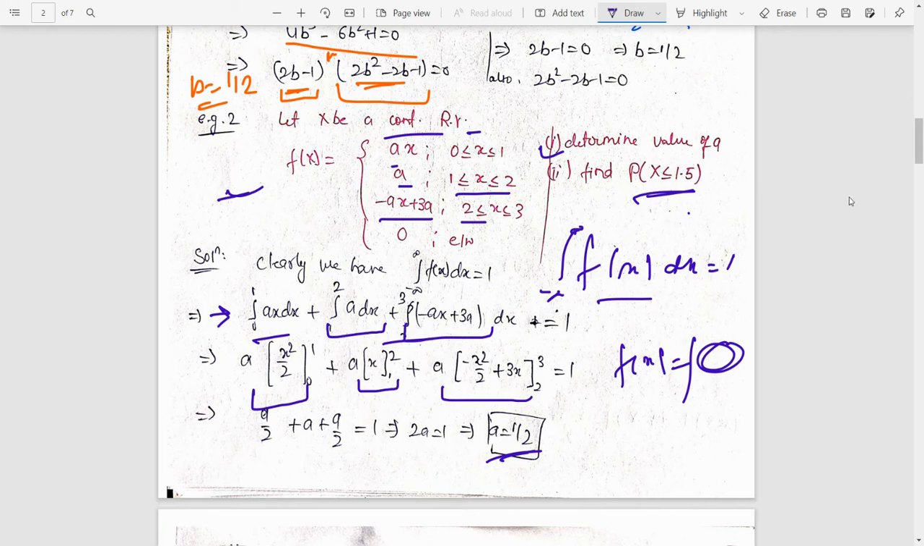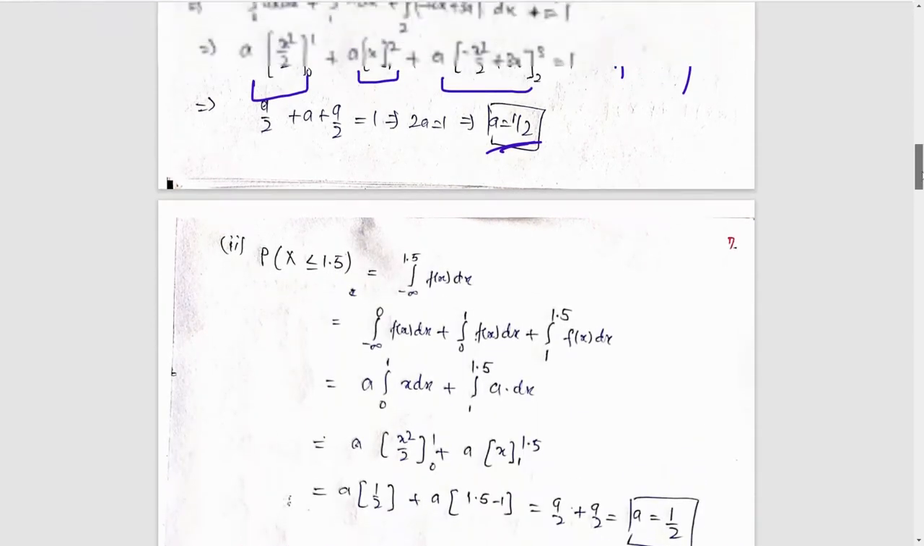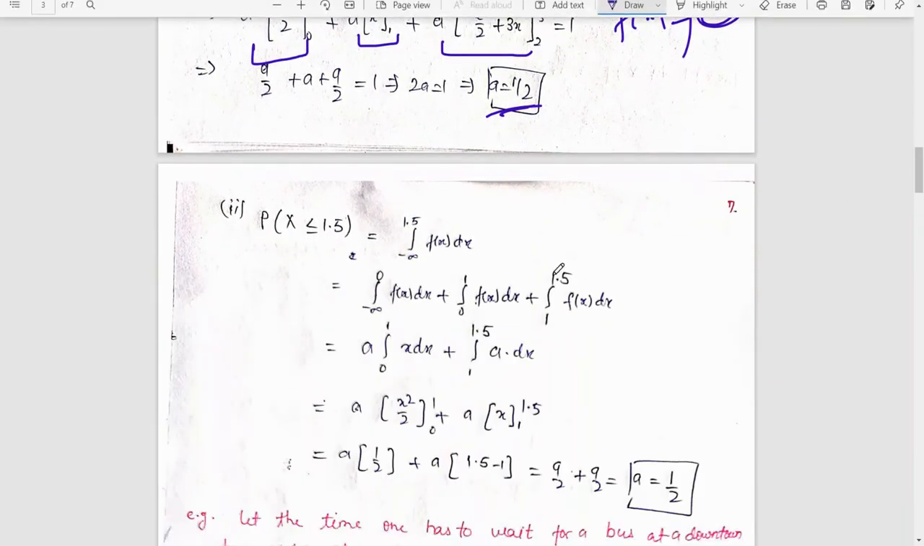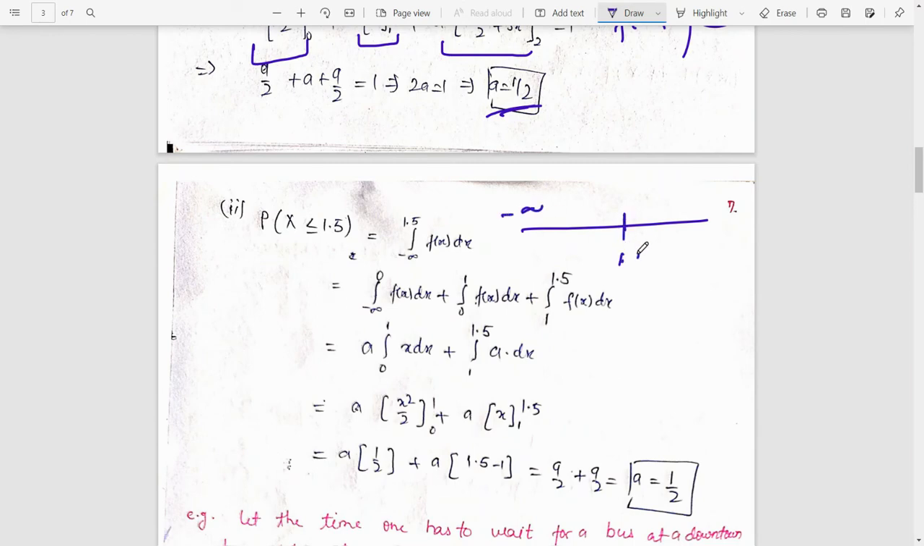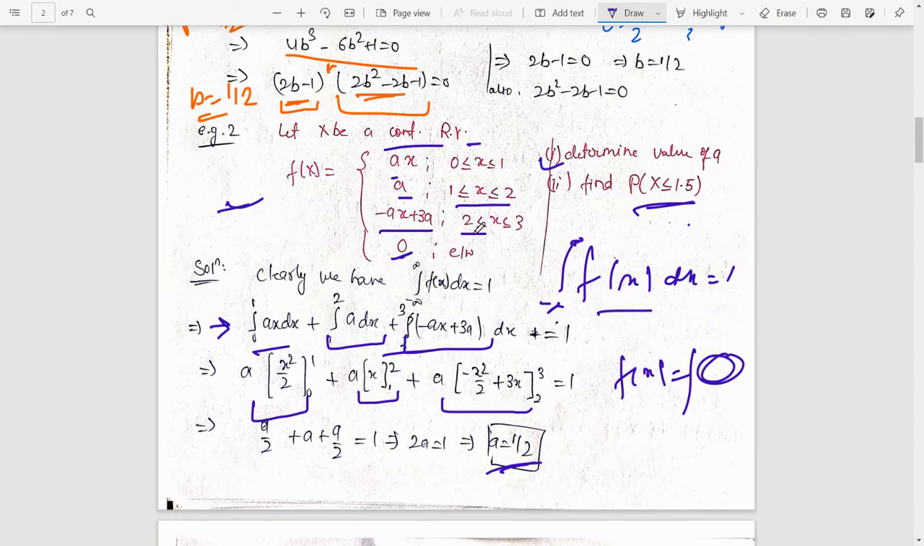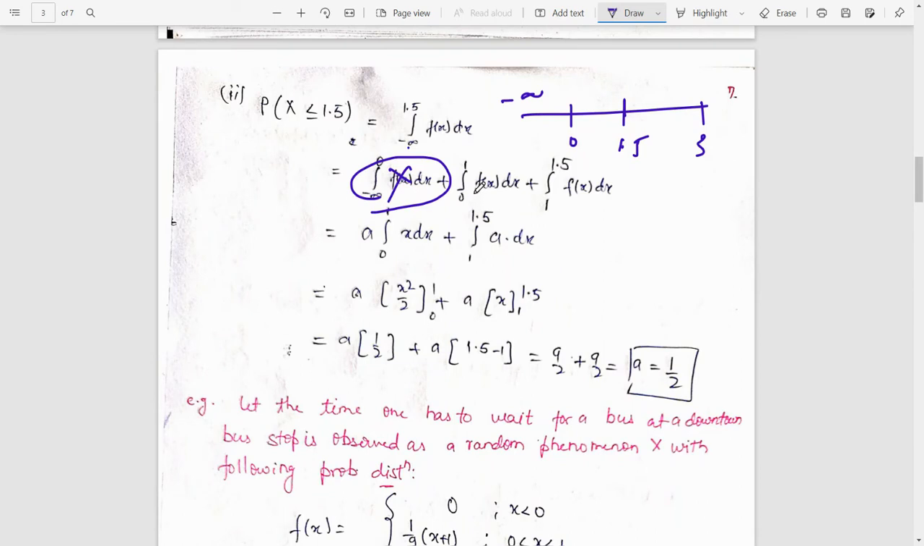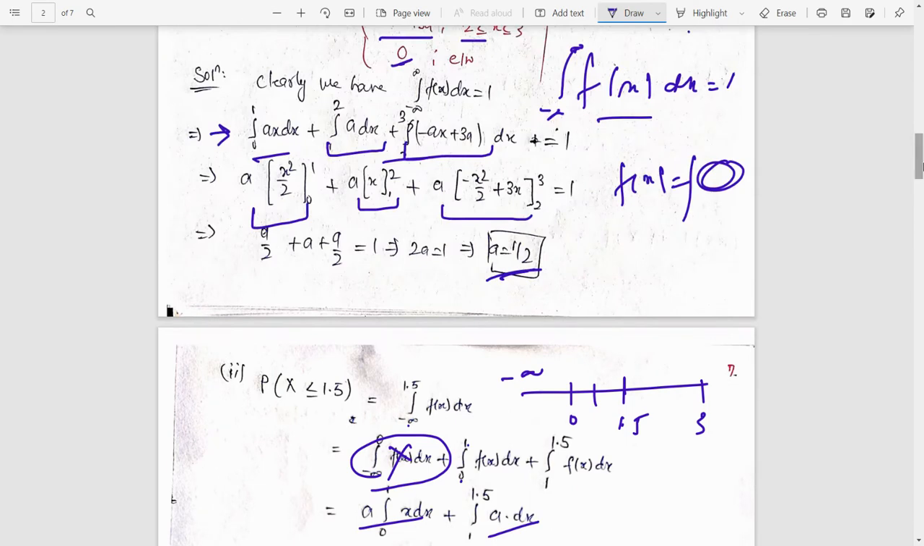Now at this point you want to find the probability that x is less than 1.5. So obviously, P(x less than 1.5) means the entire range from minus infinity to 1.5. But we know that this function is defined between 0 and 3. So for minus infinity to 0 this is going to be 0, because it's given that your function is 0 elsewhere apart from this range. So you just break it into two parts, from 0 to 1 and then 1 to 1.5. You break 0 to 1, which is ax dx, and from 1 to 1.5, which is a dx, meaning the function is a only. So this is the a that you can see here.